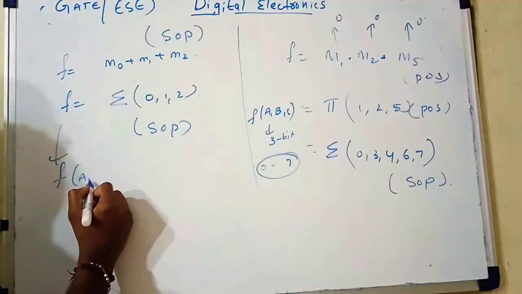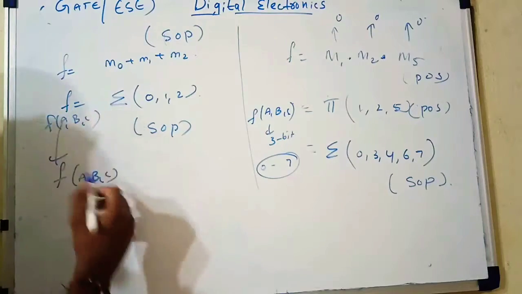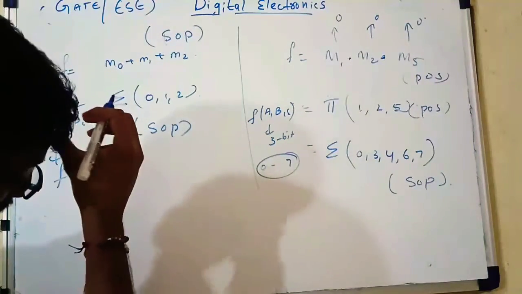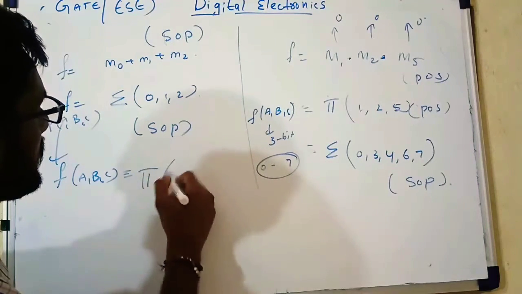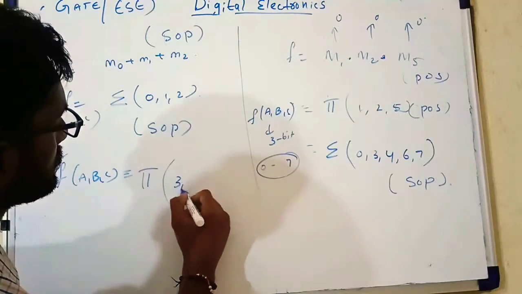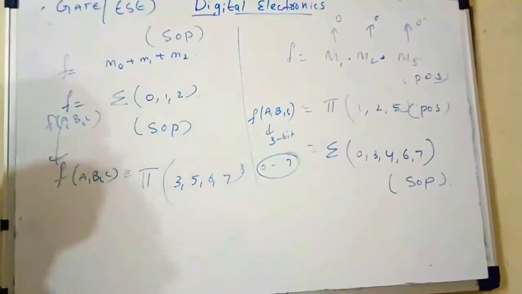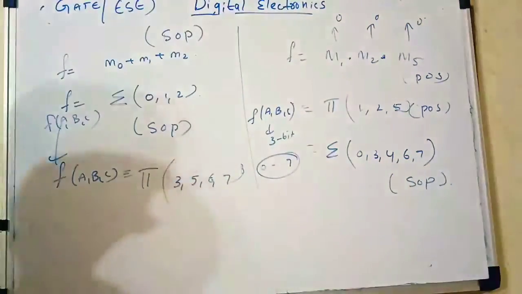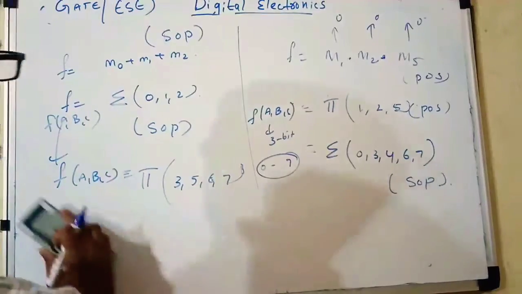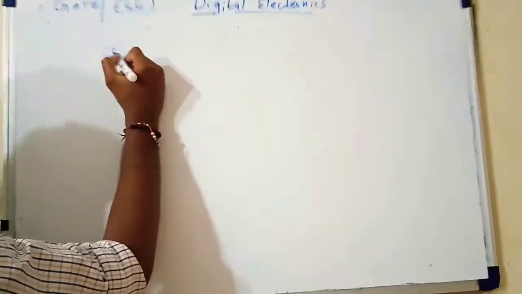Now I am taking this as 3-bit. For 3 bit there will be 8 terms. This SOP is converted to POS form. This is pi of the missing terms, here 3, 5, 6, 7. Maximum value is 7 because of 3 bits. This is about all the max and min terms while including in SOP and POS. Now let us see in SOP and POS a particular form called canonical form.